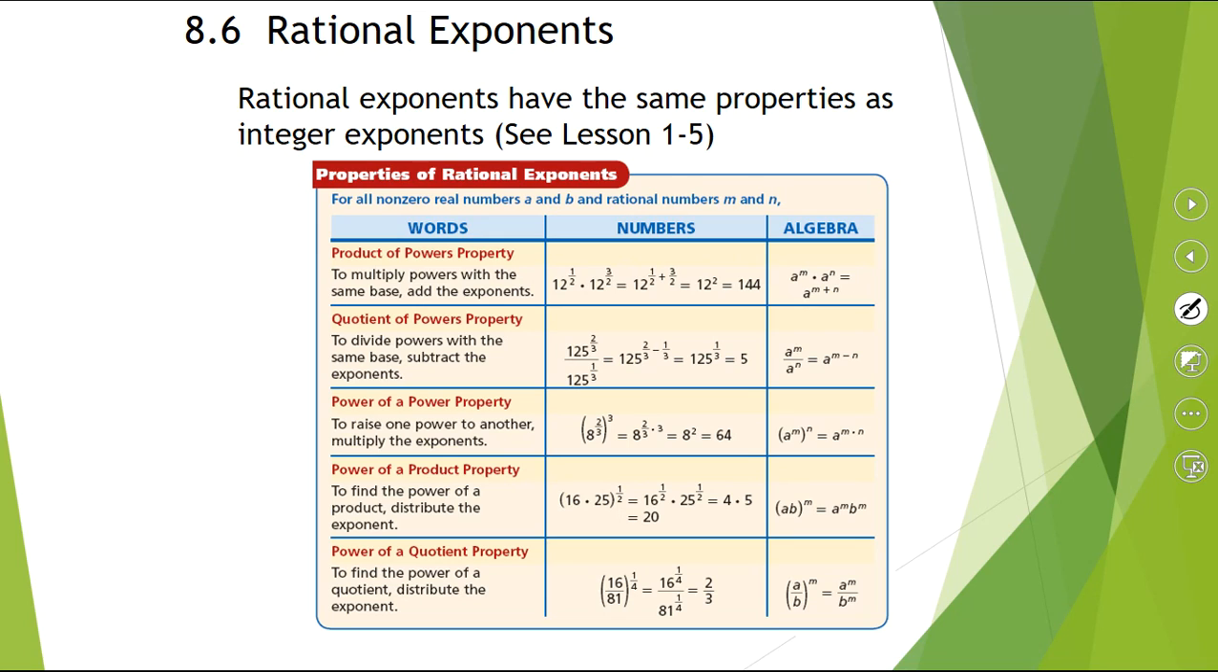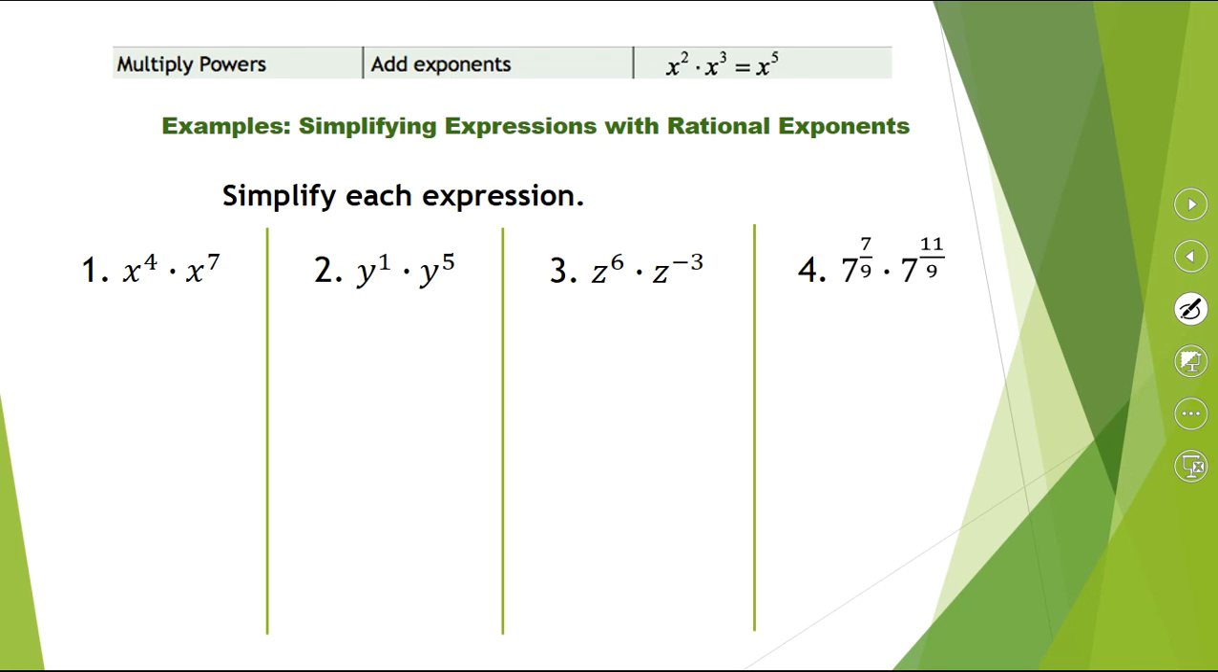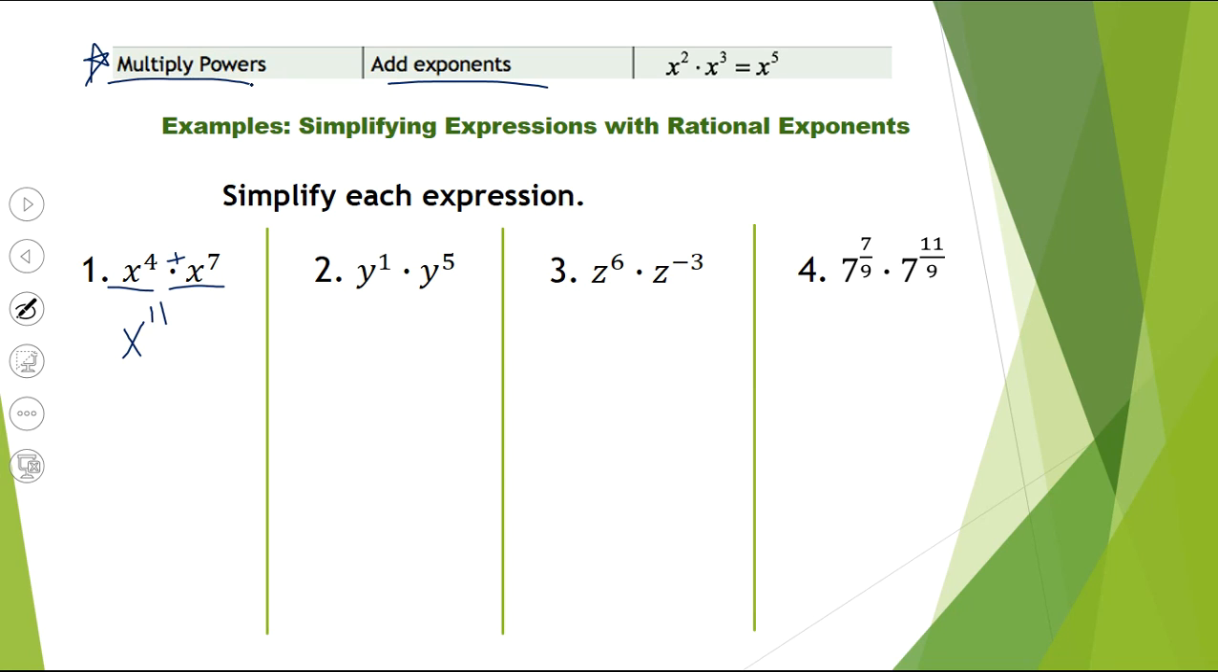All right, so you can pause the screen if you want to look at some little examples of things that they've done, but we're going to just practice these rules a few times. So this is x to the fourth times x to the seventh. Our rule to remember here is that if we're multiplying powers, we add the exponents. So x to the fourth times x to the seventh is x to the 11th power. That's all there is to it. How did I get the 11? Because it's 4 plus 7. Why did I add? Because I'm multiplying powers, so I'm adding their exponents.